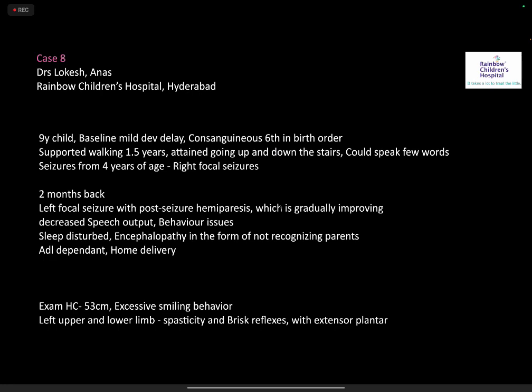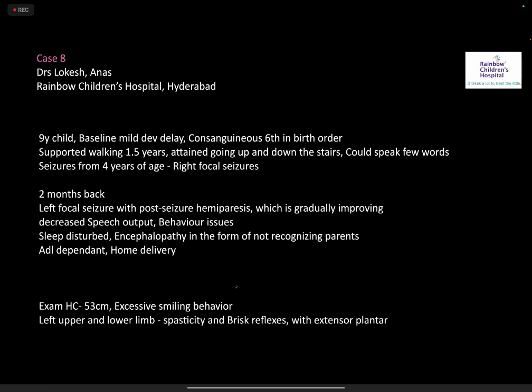So what happened 2 months earlier? They are from Somalia, not from here. So 2 months back, the child had left focal seizures. Post the seizure, he had weakness, which is gradually improving over the past 2 months, but it's still there. Since then, his speech output has reduced. There are behavioral issues in the form of aggression and excessive laughing, smiling behavior. His sleep is disturbed. He is not able to recognize parents. He is dependent on the parents for activities of daily living.